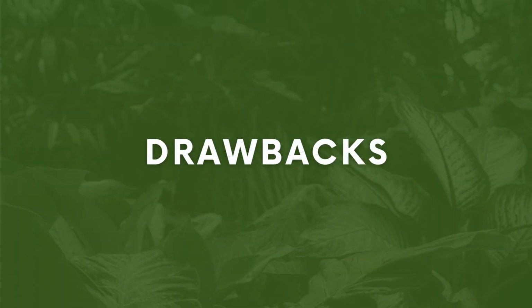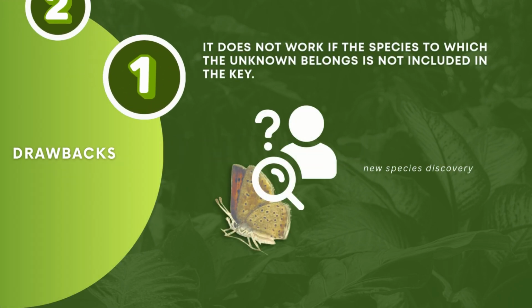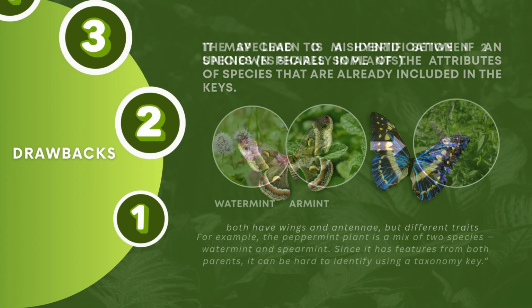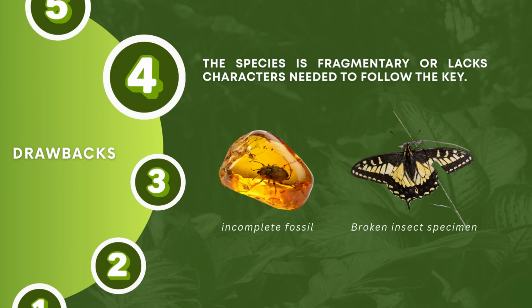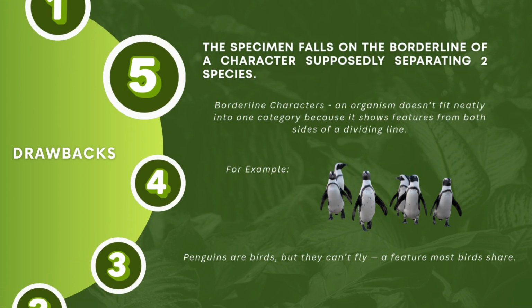However, there are a few drawbacks to using taxonomy keys, such as 1. It does not work if the species to which the unknown belongs is not included in the key. 2. It may lead to misidentification if an unknown shares some of the attributes of species that are already included in the keys. 3. The specimen is a hybrid between two species, especially in plants. 4. The species is fragmentary or lacks characters needed to follow the key. 5. The specimen falls on the borderline of a character supposedly separating two species.